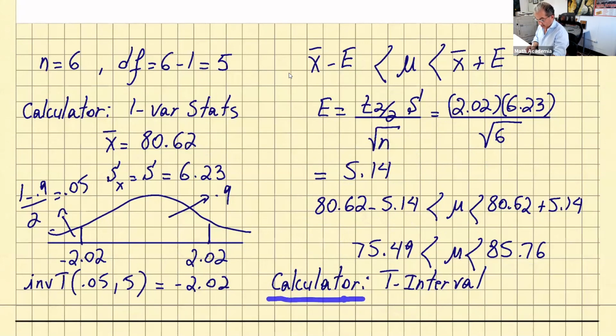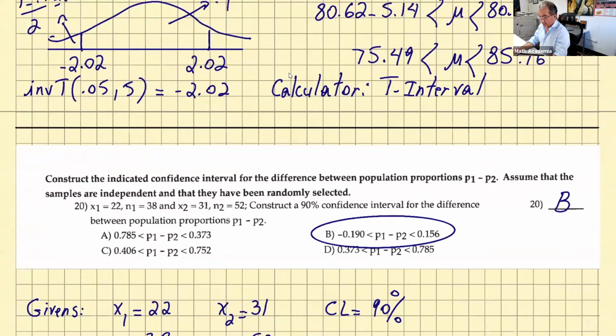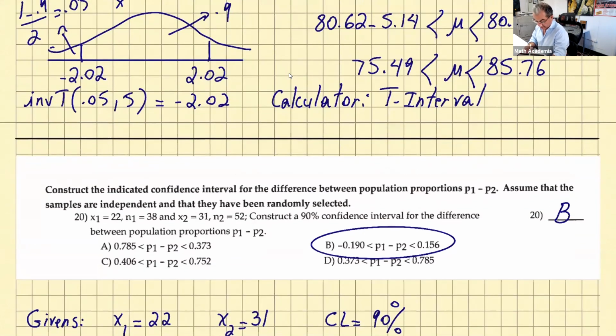If you want to use your calculator, just go to stat, test, T interval. You can click on stats and put in these numbers, or since these numbers are already in L1, just highlight data, pick L1, and put in the confidence level, and the calculator will give you the answer.